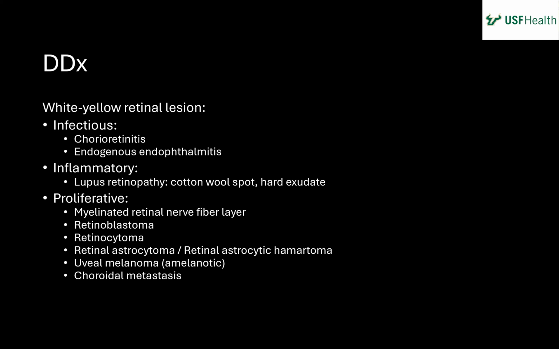Proliferative, so myelinated nerve fiber layer, retinoblastoma, retinocytoma, astrocytoma, and then I just put uveal melanoma and choroidal mets in there, even though it's not a retinal lesion, just to keep in the back of your mind if you got masses.